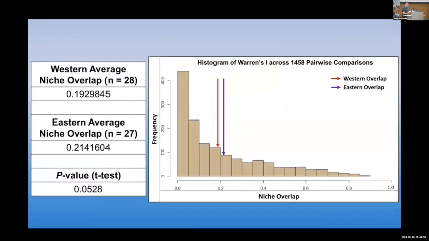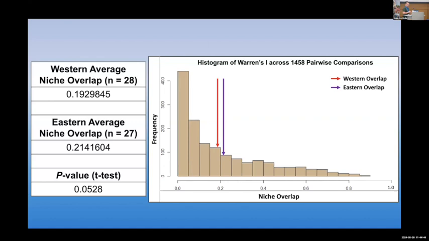So thinking about Western average niche overlap versus Eastern average niche overlap, we find that Western average niche overlap numerically is slightly lower than the Eastern average niche overlap, but a t-test suggests that they're not statistically significantly different. Some might say marginally significant, but for the sake of this, we'll just say that they're not significant to each other. On the histogram, Western overlap is marked with the red arrow, and Eastern overlap is marked with the purple arrow. So they sit very close to each other.